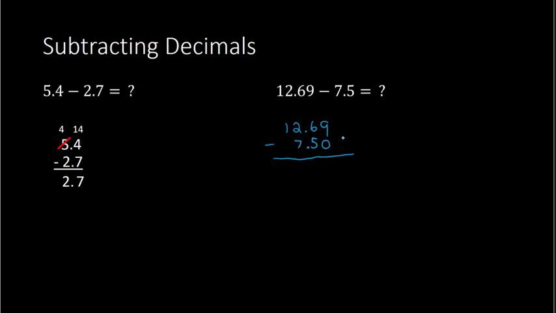So we just work from right to left. 9 minus 0 is 9. 6 minus 5 is 1. And then 2 minus 7 doesn't work. So I borrow from the 1. It becomes 0. And the one that I borrow goes here with the 2. So it becomes 12 minus 7, which is 5. The decimal stays lined up, which would put it right here. So my solution is 5.19.